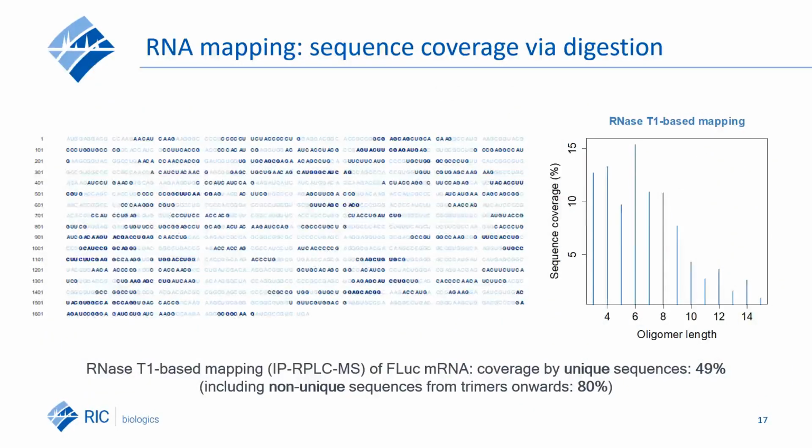This is done for all the peaks in the chromatogram, giving us an overall coverage of 49% when only the unique sequences are considered, which is in line with papers published before. If the non-unique sequences are included, such as for example the trimer I discussed before, then we obtain a total coverage of 80%.